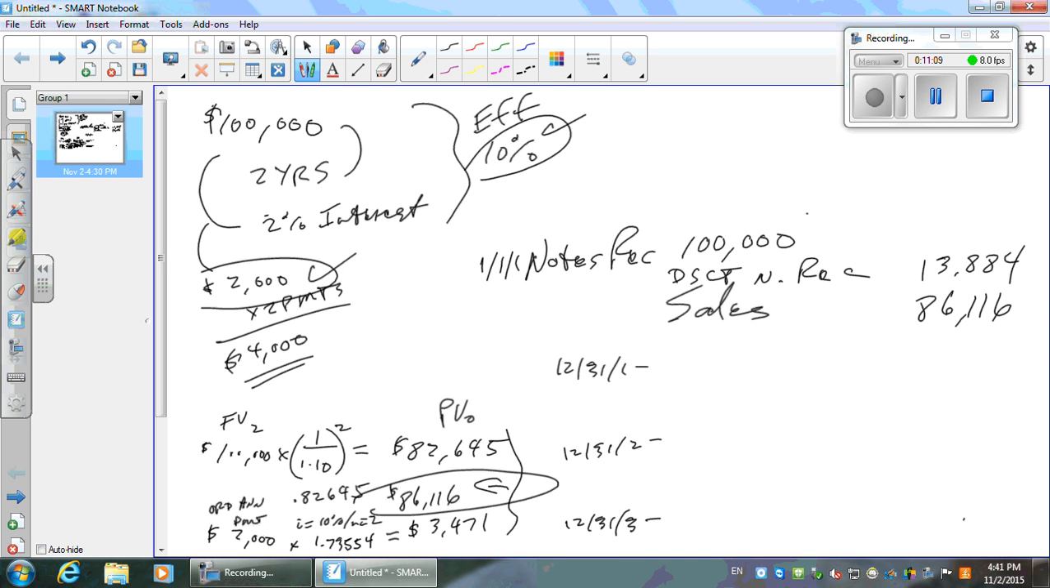2,000 of interest. Yeah. So how much cash is going to be debited the first year? 2,000, of course. Right? How much cash is going to be debited the second year? Cash at 2,000. Be careful. How much the third year? That's when the note's due. What are they going to give you? 100,000 principal plus.